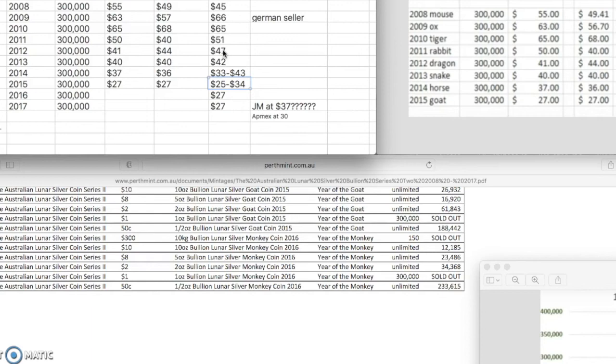What's the moral of this review? Lunar 2 1 ounce BU series holding strong. Demand weaker. Premiums rising. All right, and you can use that information any way you like to.